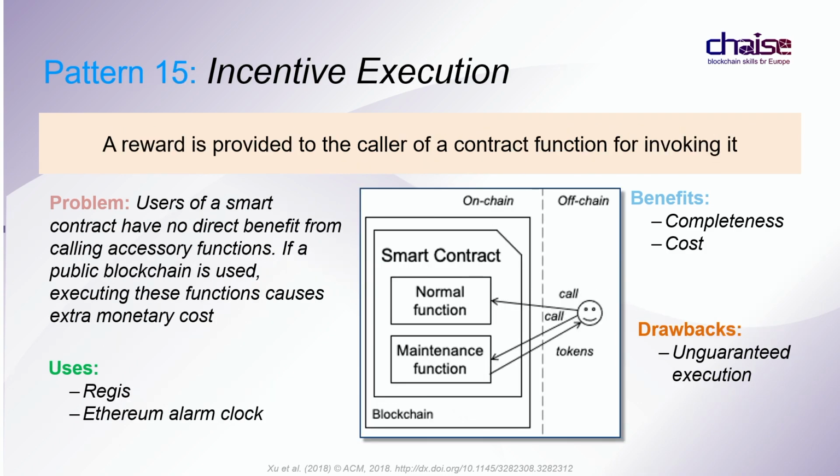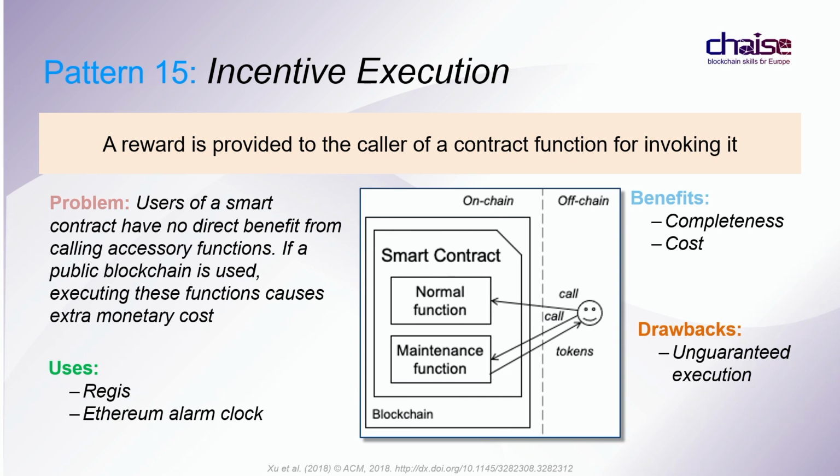Next pattern is incentive execution pattern. In the incentive execution pattern, a reward is provided to the caller of the contract function for invoking it. Problem. Users of a smart contract have no direct benefit from calling accessory functions. If a public blockchain is used, executing these functions causes extra monetary cost. Some accessory functions are expensive to execute.